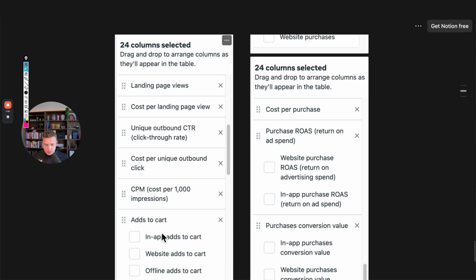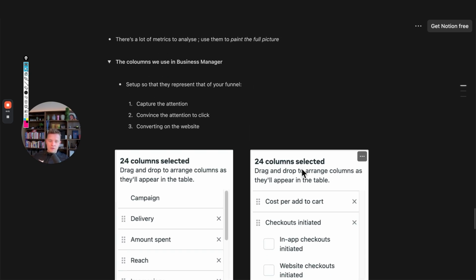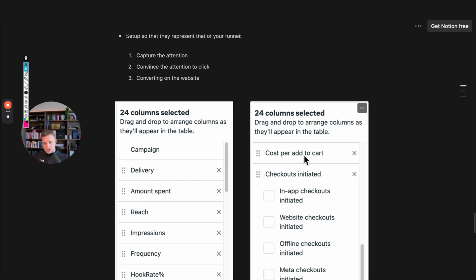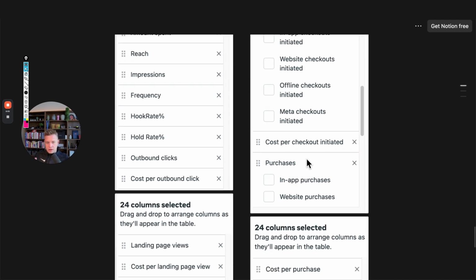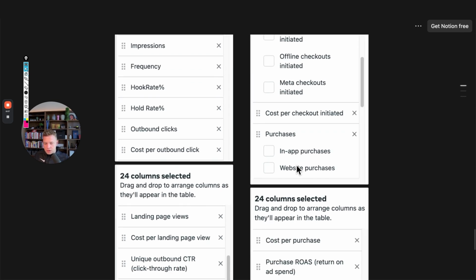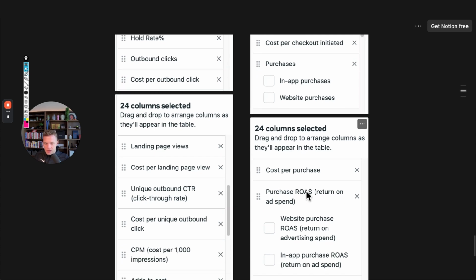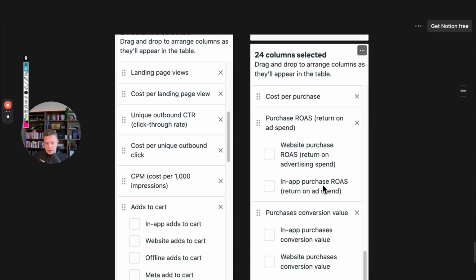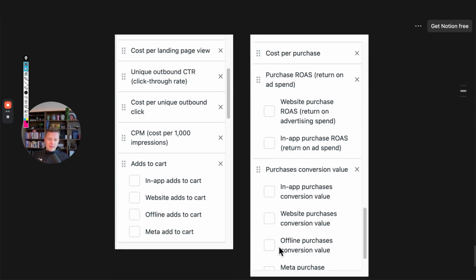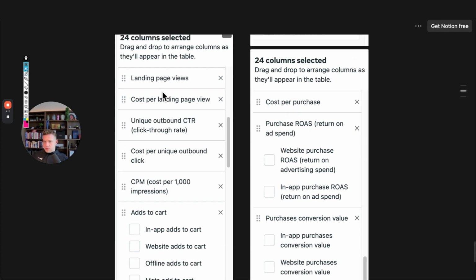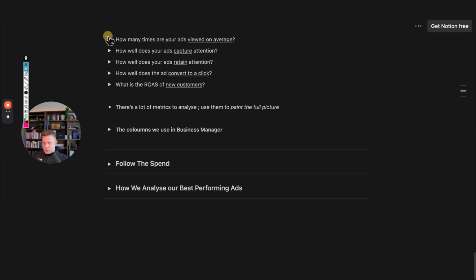We have CPM, then adds to cart. This is when our conversion funnel starts. The cost per add to cart, checkout initiated, cost per checkout initiated, purchases, cost per purchase or your CPA, your purchase ROAS, and your purchase conversion value. And then we also track AOV. So those are the columns that we have set up.